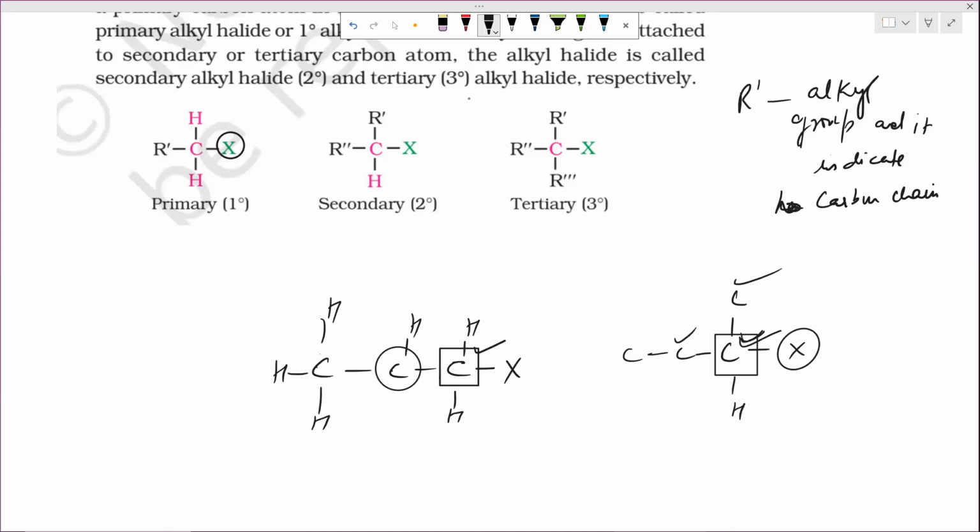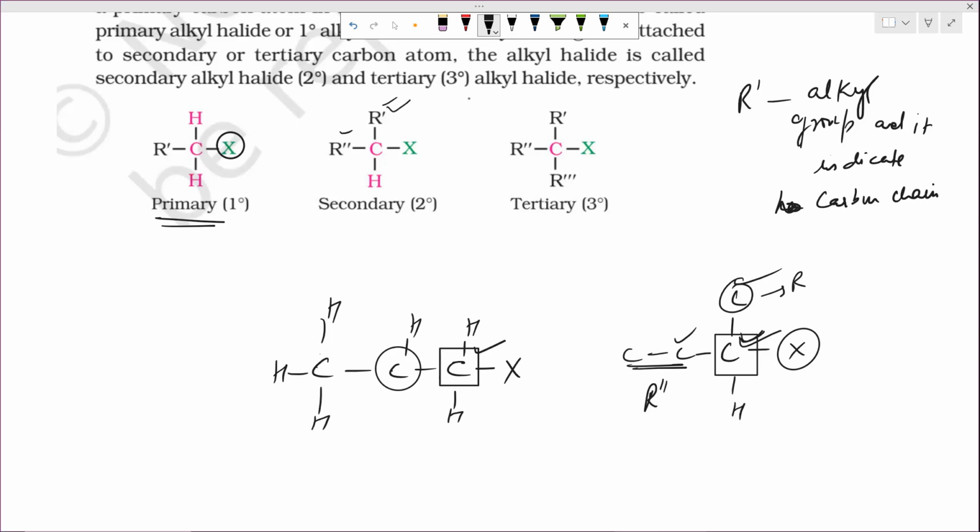If it is attached with only one carbon, whether it is the same chain or a different chain, it is known as primary. If it is attached with two other carbons, they can be the same or different. R dash indicates a different chain, because this is a two carbon chain and R dash is only one carbon chain. R indicates the carbon chain.